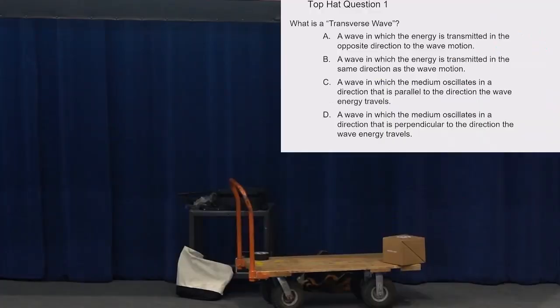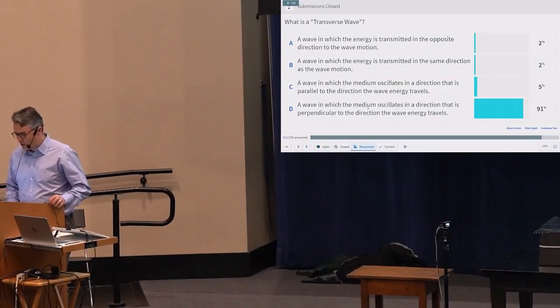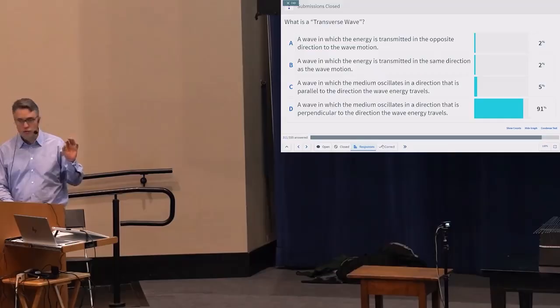What is a transverse wave? Survey says that a transverse wave is a wave in which the medium oscillates in a direction that is perpendicular to the direction that the wave travels.